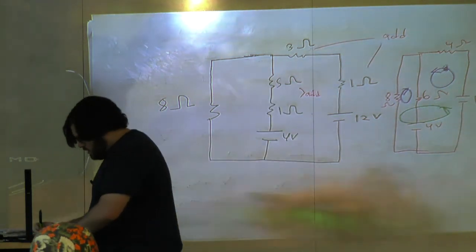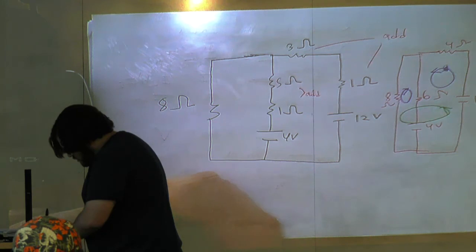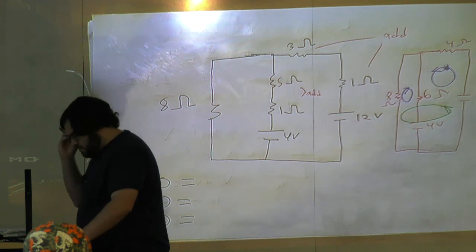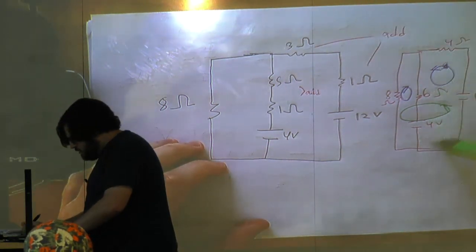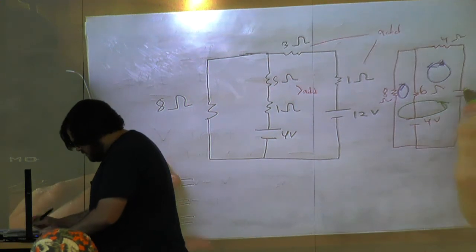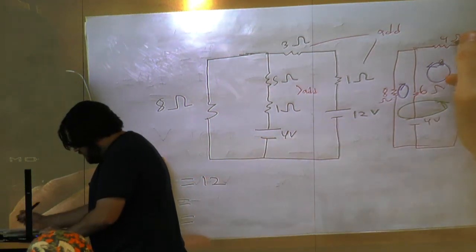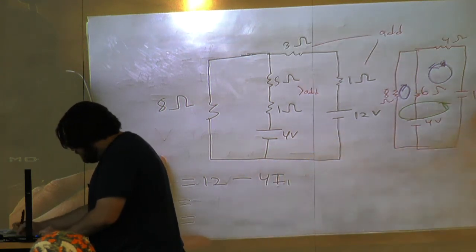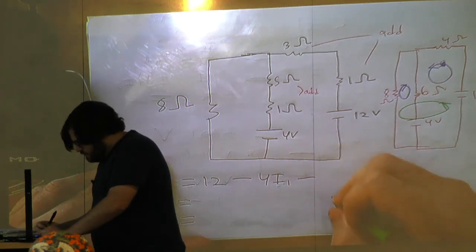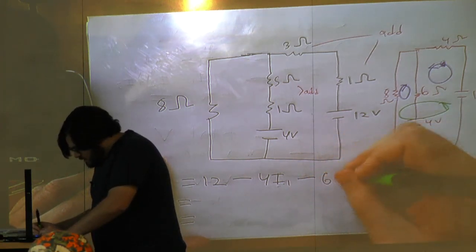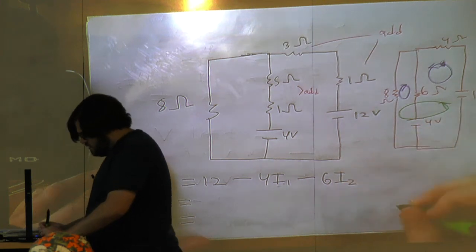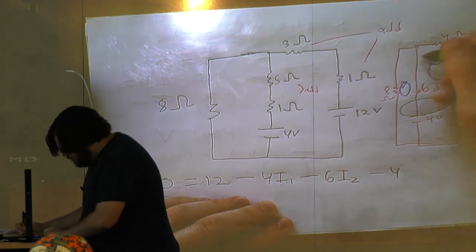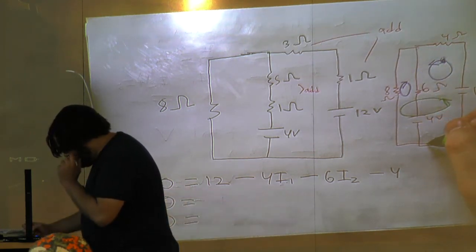So we know that the potential in a loop adds to 0. So if we presume this loop to go this way, we're going to have 12 minus 4 times whatever that current is, minus 6 times whatever this current is, minus 4, because we're going the wrong way through this battery. That's why we're going to subtract, okay? It's going to act as a resistor.